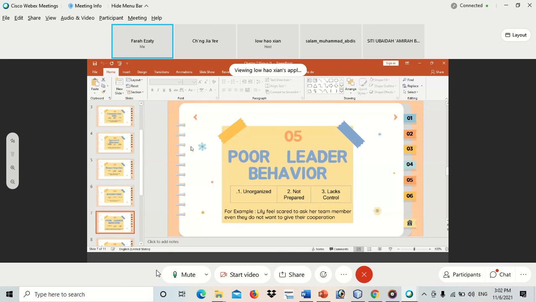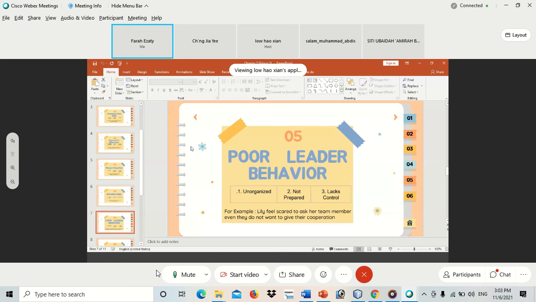Okay, the next problem is poor leader behavior. There are three types of poor leader behavior: unorganized, not prepared, and also lack of control. The example for these is Lily feels scared to ask her team members even if they do not want to give their cooperation. So, as a team leader, Lily needs to be braver to ask her team members. For example, Ahmad, do you have any idea for the solutions?